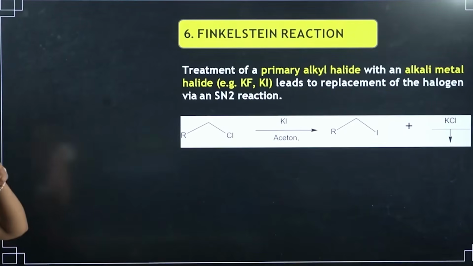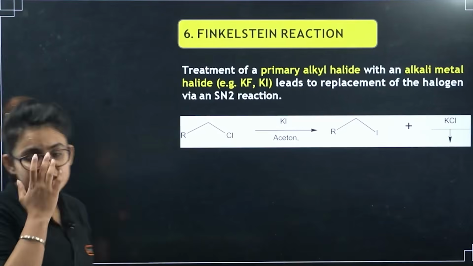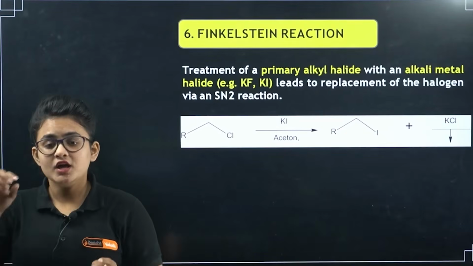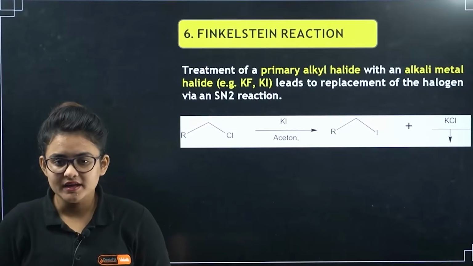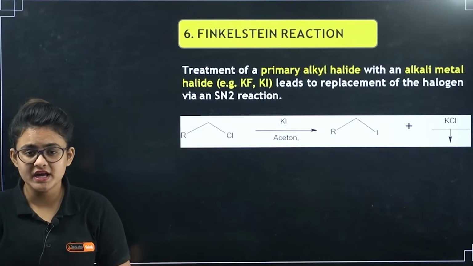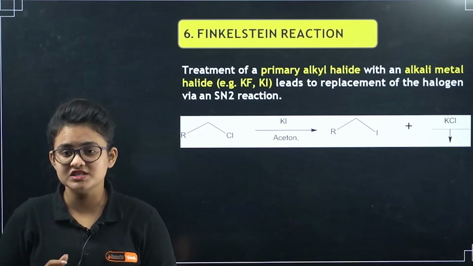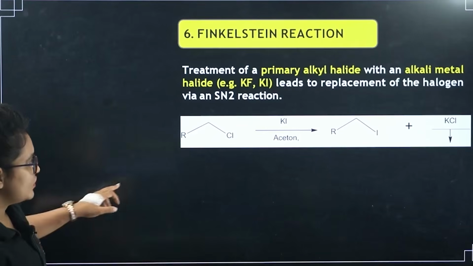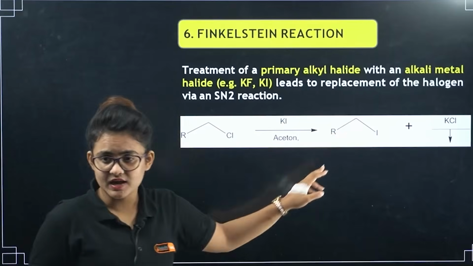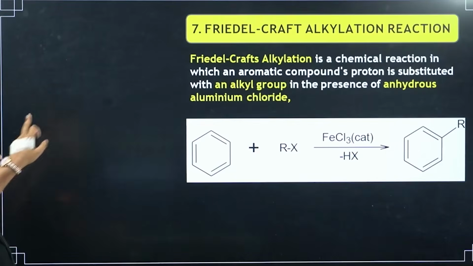Next you can see the Finkelstein reaction. For the Finkelstein reaction you have to start from the alkyl halide. You have to give KI, and you will get alkyl iodide at the end of the reaction. It's basically a halogen exchange reaction. So KI and acetone is the reagent, and you will end up with the alkyl iodide. I guess it's clear.